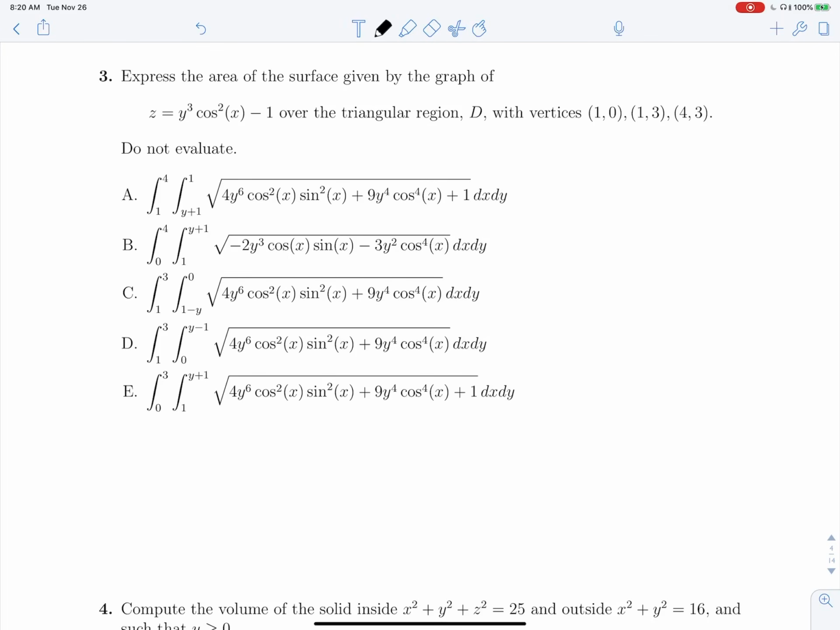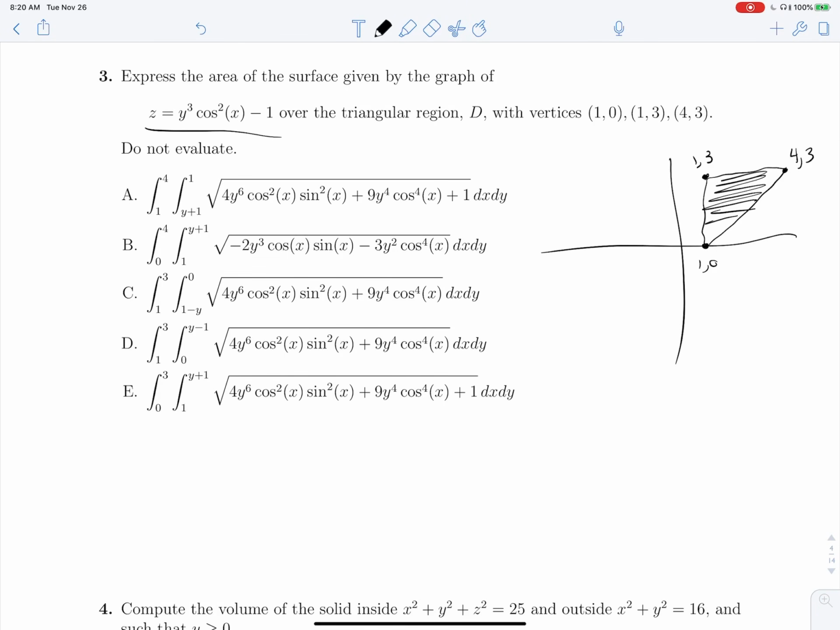Let's express the area of the surface given by this graph over the triangular region with these vertices. So we have the vertices (1, 0), (1, 3), and (4, 3). There we go. And let's label these points: (1, 0), (1, 3), (4, 3). So we're dealing with this region here.